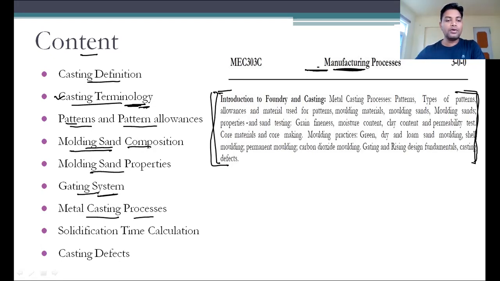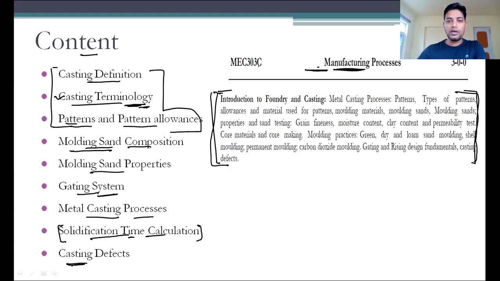Then we'll discuss the solidification time calculation. But for this time calculation, I will just brief you on the formula and how we can calculate the solidification timing. I will not go into much detail, because this is not that much required for you guys. Then at the end we will discuss the casting defects. Today I will try to finish up to the pattern and the pattern allowances. In the next class we will discuss the next two, and then in 3 to 4 classes this unit will be over.